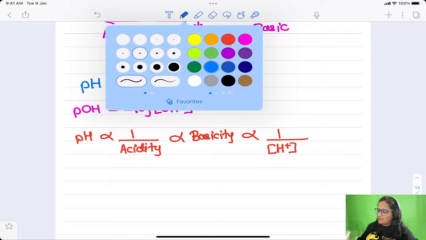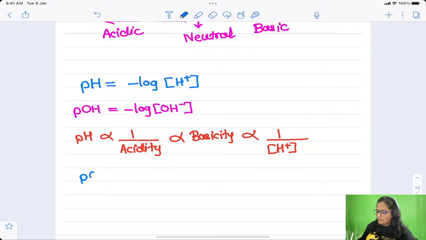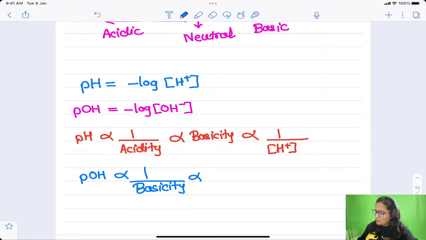About pOH also I can write down: pOH is inversely proportional to basicity, that is basic strength. It is directly proportional to acidity, and it is inversely proportional to OH minus ion concentration.